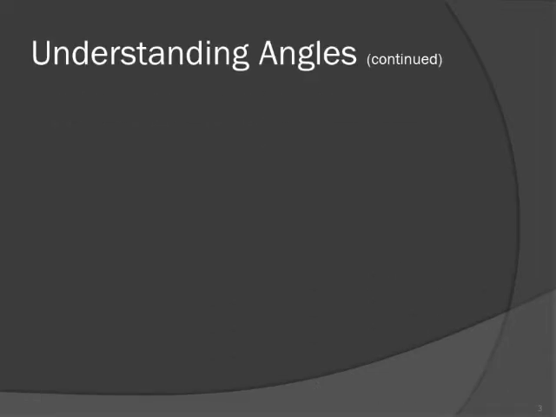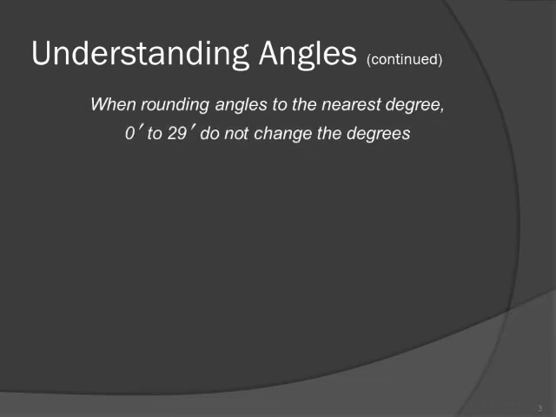Okay, let's continue with looking at and understanding our angles. When rounding angles to the nearest degree, 0 minutes to 29 minutes do not change the degrees. It's less than halfway. It's the same sort of thing that if you have 3.4 meters and you're rounding to the nearest meter, it's 3 meters. Whereas if you had 3.5 and you're rounding it to the nearest meter, it goes up.